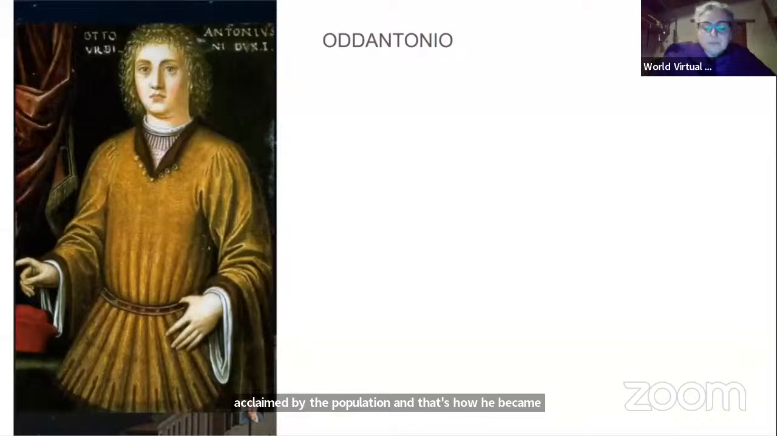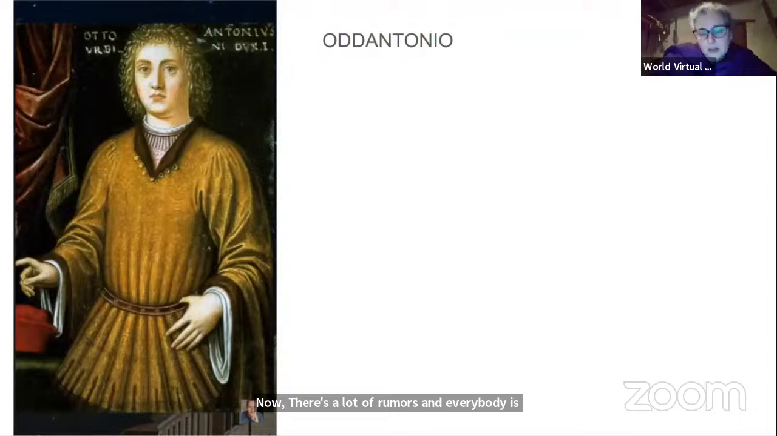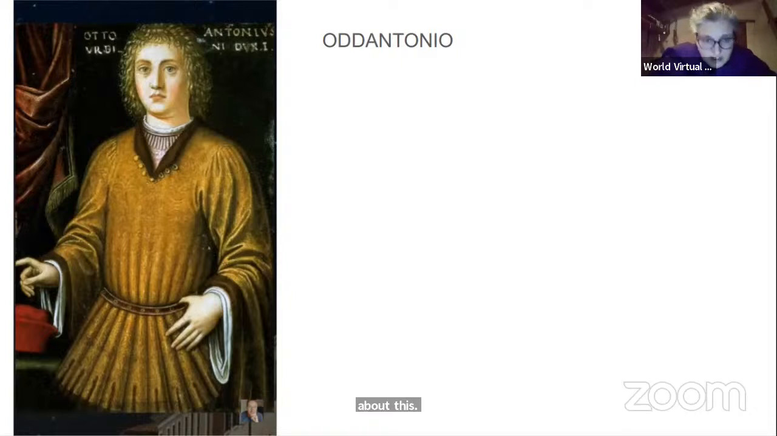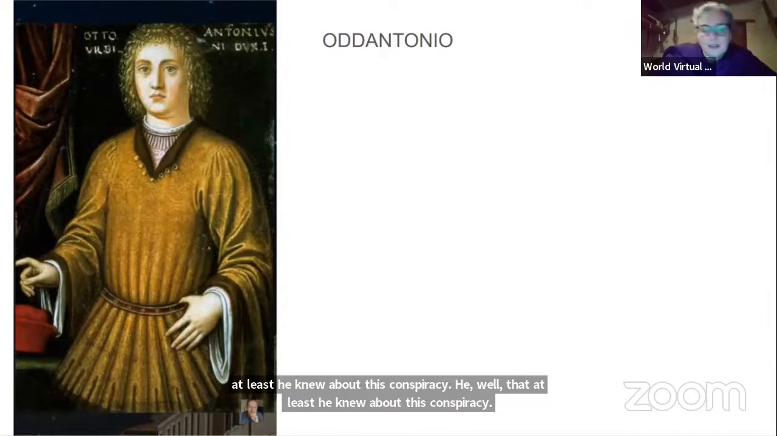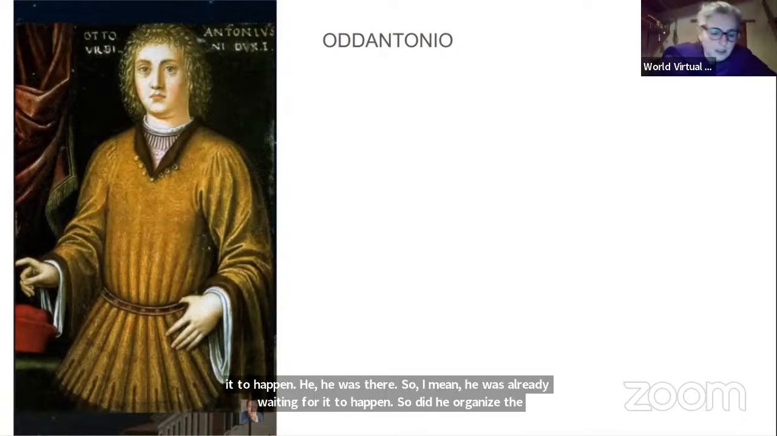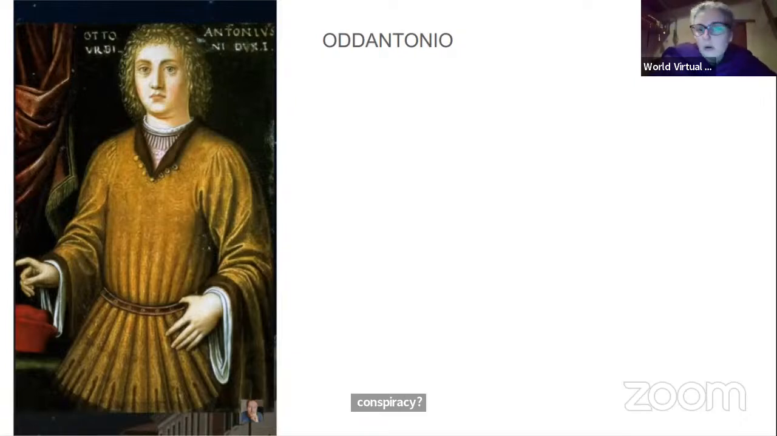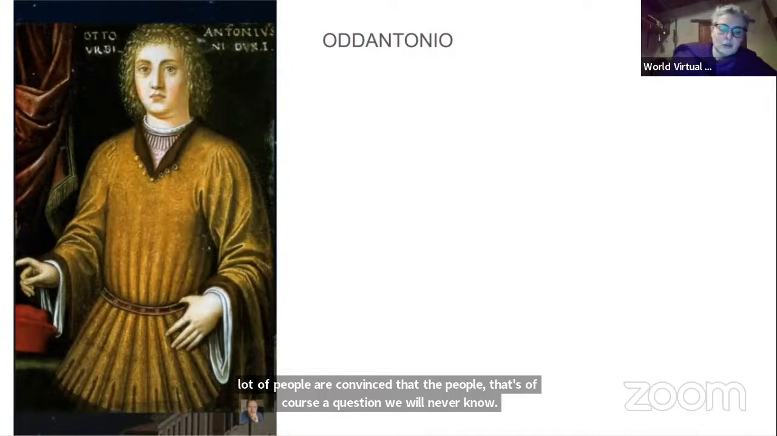Now, there are a lot of rumors, and everybody is more or less convinced that at least he knew about this conspiracy. He was there, so he was already waiting for it to happen. So did he organize the conspiracy? That's of course a question we will never know. A lot of people are convinced. The people who study Federico say they are convinced that he organized it. Did he? Didn't he? But he was aware of this, and so he entered in triumph.